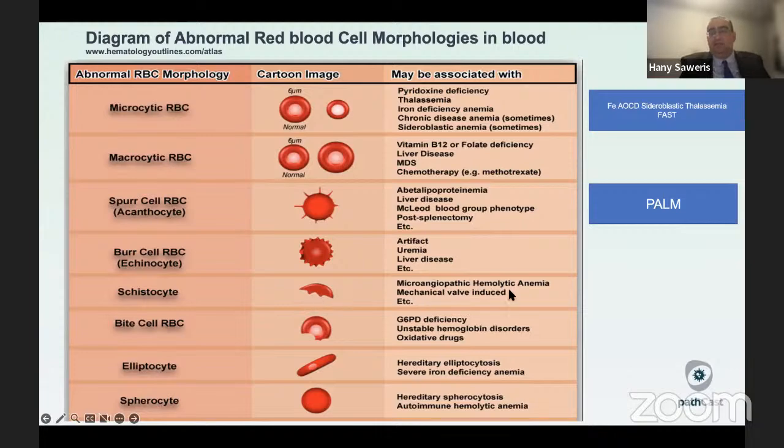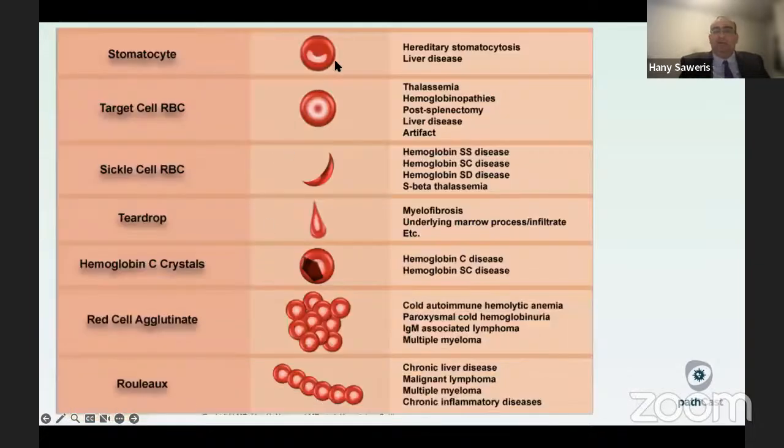Schistocytes are commonly seen in microangiopathic hemolytic anemia or mechanical valve. Bite cells, we see them in G6PD deficiency. Elliptocytes can be seen in hereditary elliptocytosis or iron deficiency. Spherocytes, we see them in two conditions, hereditary spherocytosis or autoimmune hemolytic anemia. We can do the direct Coombs test to make sure it's not autoimmune. And stomatocytes can be seen in stomatocytosis and liver disease.